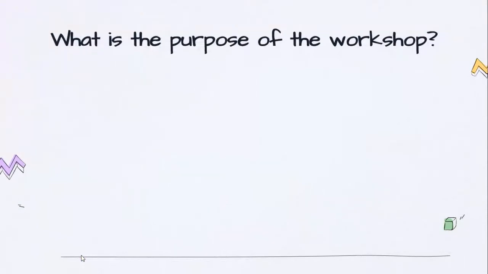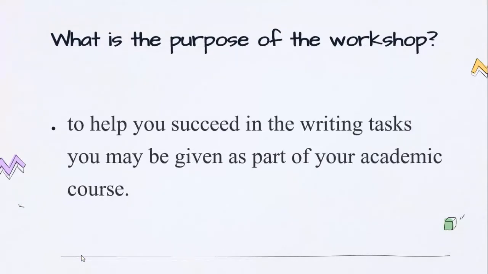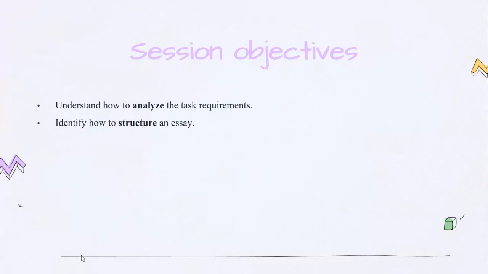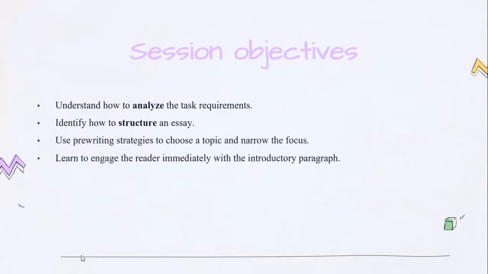This workshop is entitled Academic Essay Writing, Planning, Structure, and Organization. The purpose of our workshop today is to help you succeed in the writing task you may be given as part of your academic course. We're all aware that most academic courses assess students through writing assignments. Our objectives for today: understand how to analyze the task requirement, identify how to structure an essay, use pre-writing strategies to choose a topic and narrow the focus.